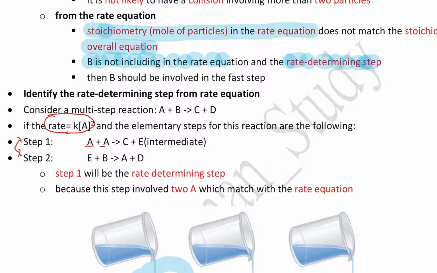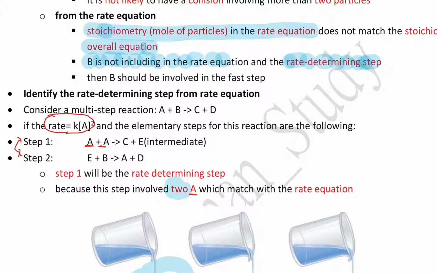Other than including A, the number of moles of A has to equal the order of A. Therefore, if A is second order, then here should be 2A. If A is first order, then step 1 should include only 1A. So the chemical has to match, and the coefficient also has to match the order of reaction. Then you can say step 1 is the rate determining step.